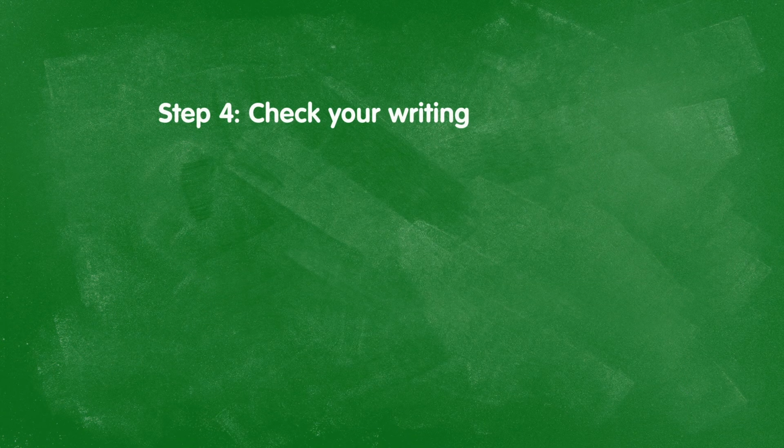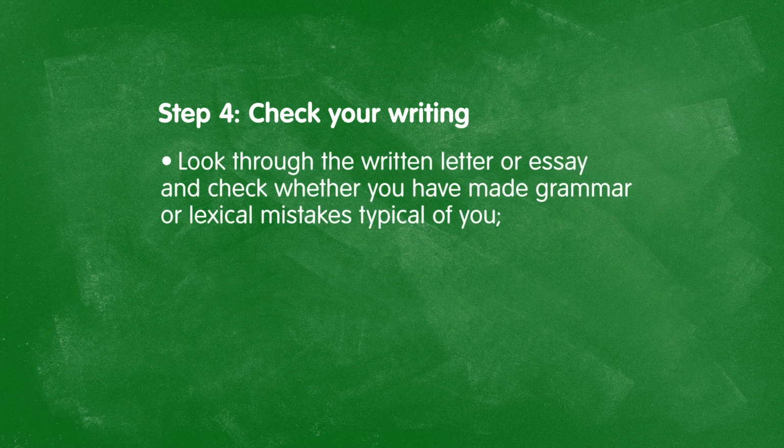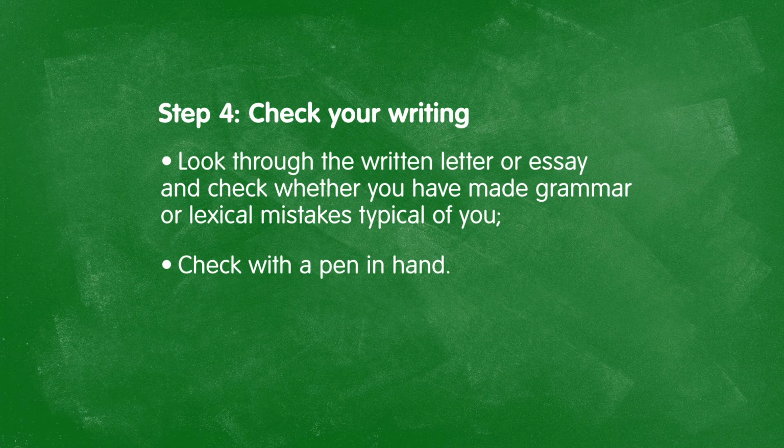Now, in the 4th step, we're going to want to check our writing. First, look through the written letter or essay and check whether you've made any grammatical or lexical mistakes typical of you. Now, this also requires that you know what mistakes you often make. For example, talking about myself, I have trouble with the vowels A and E when spelling long words. So, whenever I look back through my writing, I always check words where I could have made a mistake. And in these words, I make sure that I can fix it.